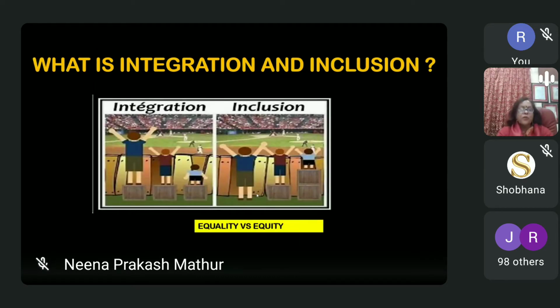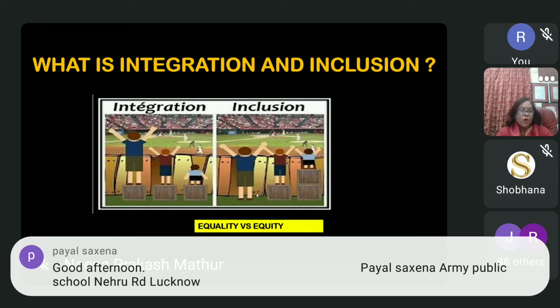This is a beautiful picture which I saw and I wanted to share with everyone. Integration, if you see, it's equality. Same kind of conditions are given to all the three children. Whereas in inclusion, you have been fair. This is what is inclusion. You are adapting, you are changing to the needs of the child.